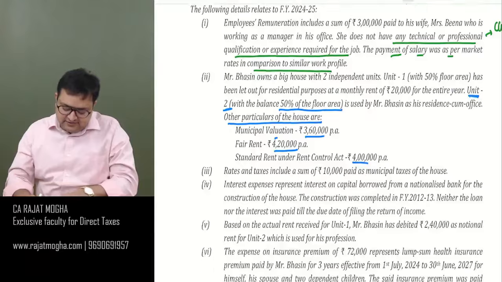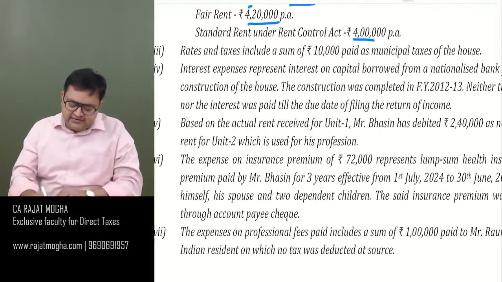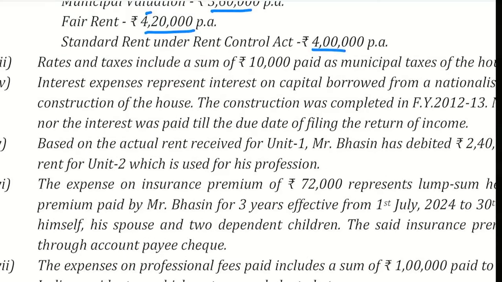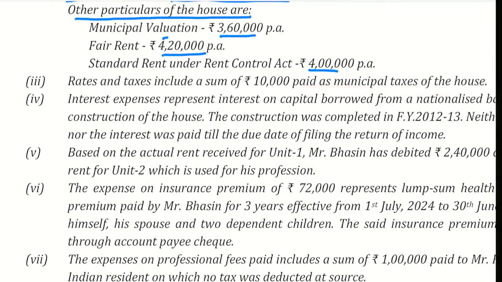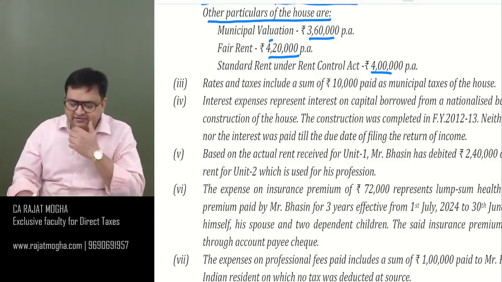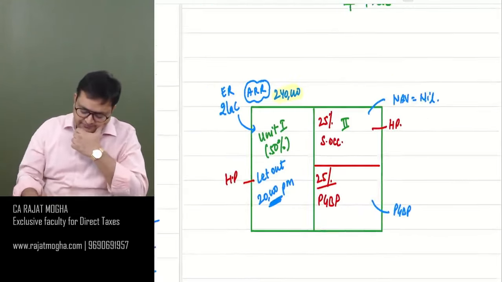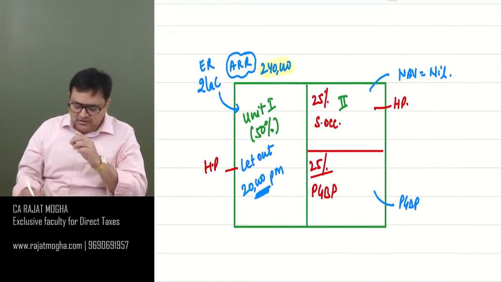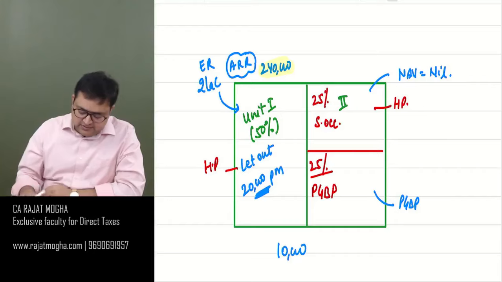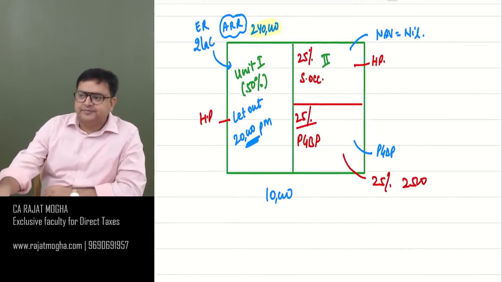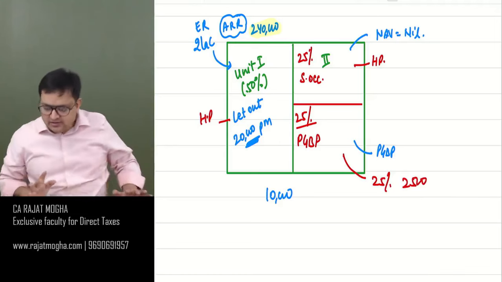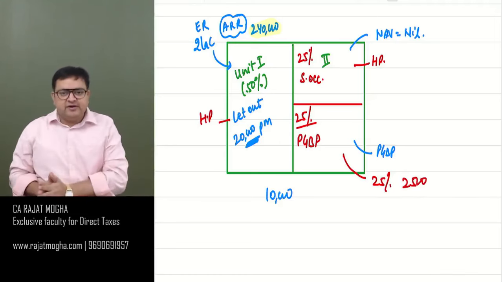So it says, third point, rates and taxes include a sum of rupees 10,000 paid as municipal taxes of the house. Guys, municipal taxes of the house. They have paid as municipal taxes of the house. Can I say that municipal taxes of the house, it is 10,000 rupees total? Can I say for PGBP, it is only 25%, 2,500? Everybody okay with it now? For PGBP, it is only 2,500.